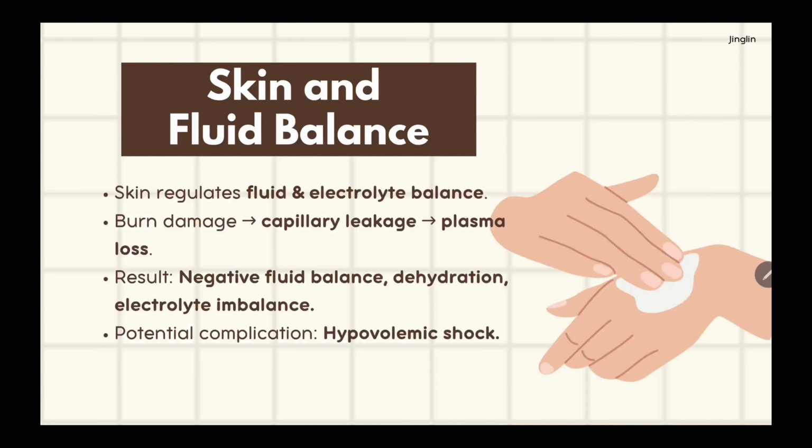The skin has a really important job. It helps keep our body's fluid and electrolytes in balance. When the skin gets burned and damaged, those tiny capillaries start leaking fluid, kind of like a cracked pipe. So we lose a lot of plasma, water, and electrolytes through the open burn area. Because of that, the patient's fluid level drops and can cause dehydration and electrolyte imbalance.